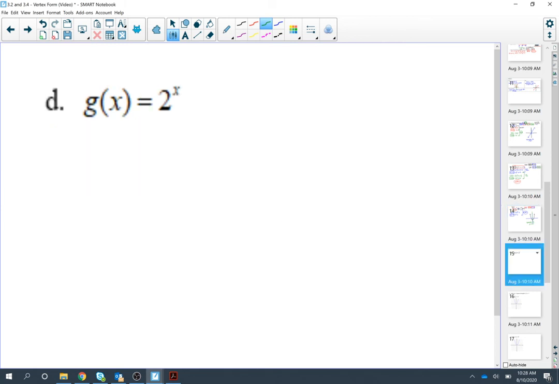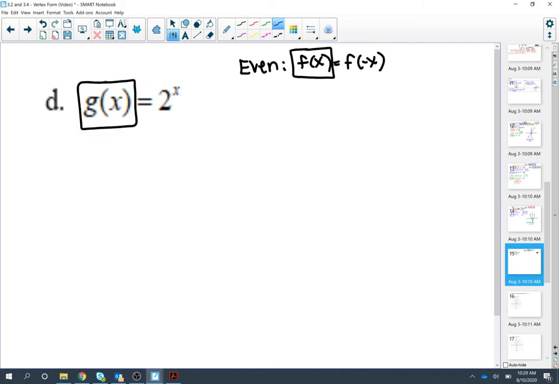Last but not least, letter D, even, odd, or neither. So I'm going to start with even. f of x equals f of negative x. f of x, in this case, we're talking about g of x, is right there. Meaning now we have to find f of negative x. So g of negative x equals 2 to the power of, substitute in, negative x. What the heck is that? That's a negative exponent.